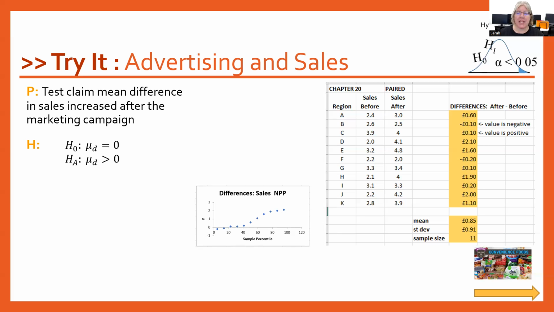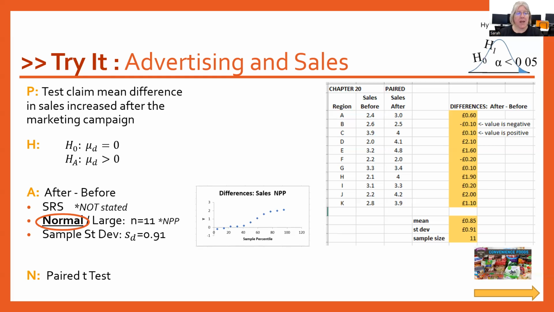Our assumptions and conditions are all going to be based on that highlighted column of differences. So our simple random sample was not stated. Our sample size is 11, so the central limit theorem does not apply here, but the normal probability plot is good enough. It's a little bumpy, but good enough. And then our sample standard deviation of the differences column was 0.91. So we have a paired t-test here because we have 2 values for each region.